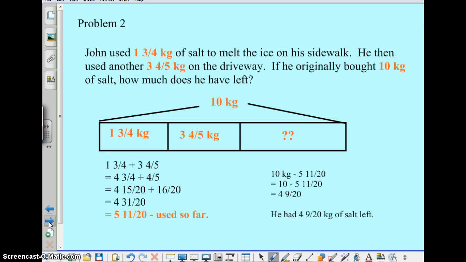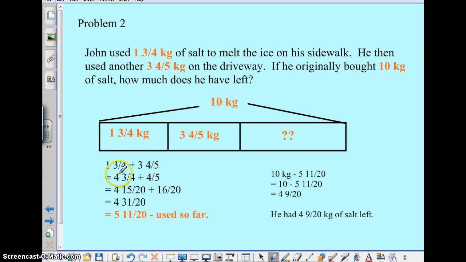Okay, so here we have John and his salt to melt his ice, which we can totally understand right now. John uses 1 3/4 of a kilogram of salt to melt the ice on his sidewalk. He then used another 3 4/5 kilogram on the driveway. If he originally bought 10 kilograms of salt, how much does he have left? So this is a two-step problem, right? We need to know how much he used in total, and then we need to find out what this missing piece is, and then subtract it from the 10 to find out what we have left. Okay, does that make sense?